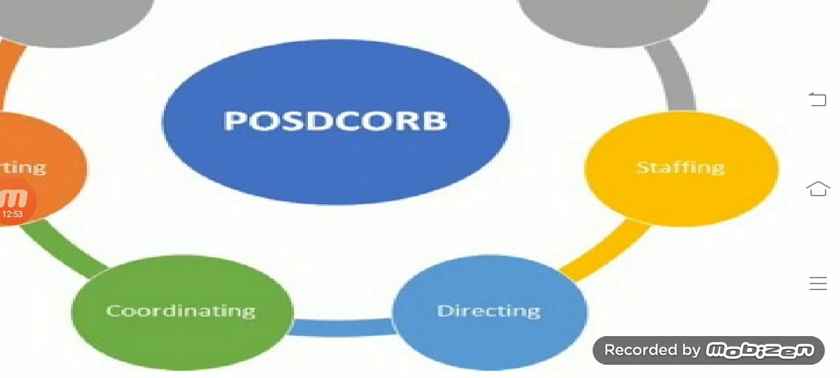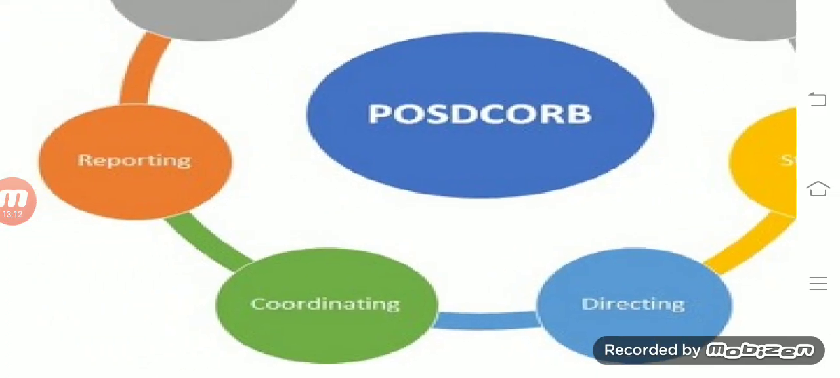How can they coordinate with each other? With the help of coordinating. It is a function of management. Management will provide a platform so that each department and each worker can coordinate with each other, so that they can manage the organization smoothly. That's why coordinating, ultimately Sankalan.